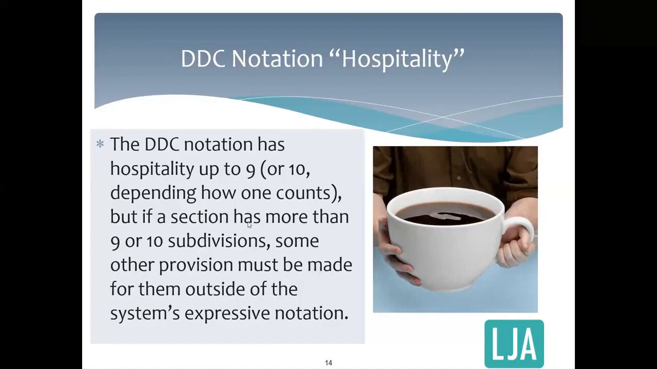Now, of course, as more and more people add Dewey call numbers to things, and we establish Dewey-based call numbers for things, that notation is getting tighter and tighter in terms of having expansion. That's true for the Library of Congress subject headings and classification too. Their classification is getting tighter and tighter.